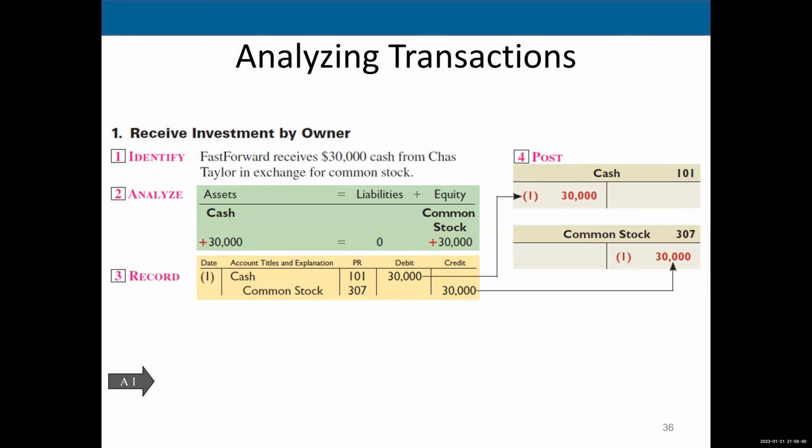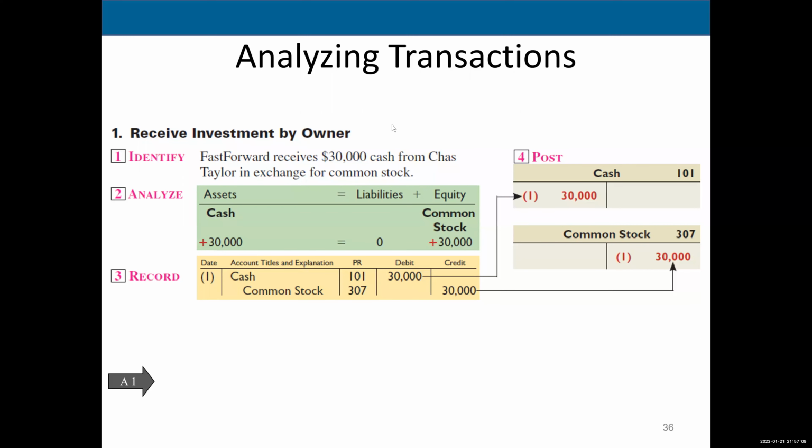In this video, I'm going to teach you how to analyze transactions. This video is great as it bridges what you learned in chapter 1, which is entering transactions into your accounting equation. Then in chapter 2, we're going to enter the transaction into our journal and then post to our general ledger. Let's do number 1 here.